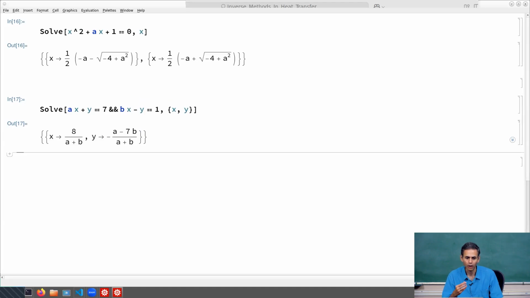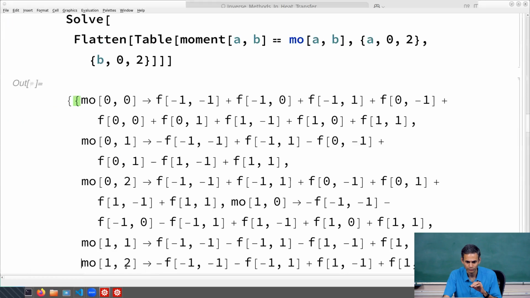Now on a similar note, I want to solve for f00, f11, f minus 1 0, and all these things as a function of the moments that we have. What should I do? I should also write a Solve, where my equations are specified in the first part, and in the second part I should list out all the distribution functions f. If I can do that, then I can make Mathematica solve for these distribution functions.